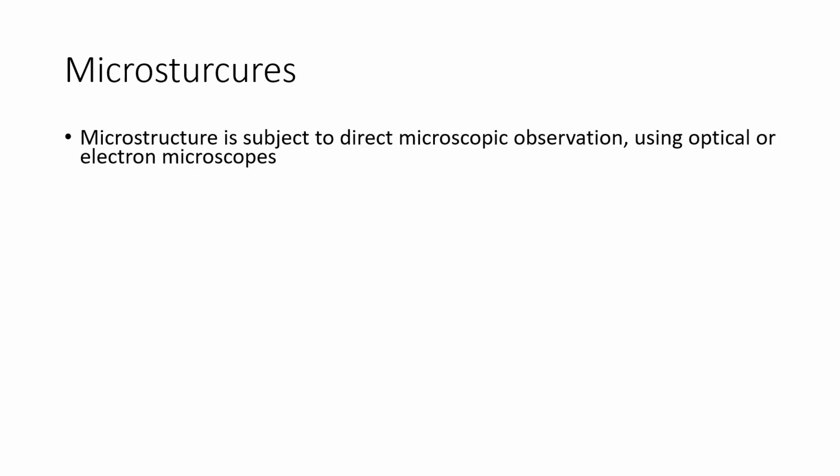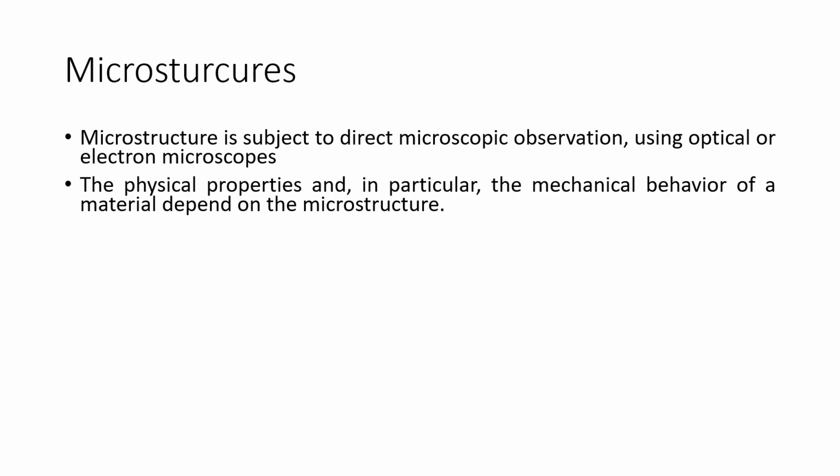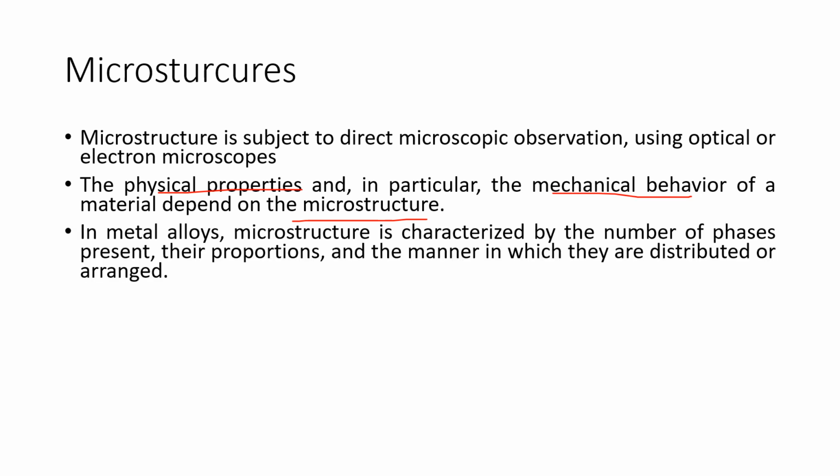Microstructures. We must know about microstructures because when we study phase diagrams, it is important to know the micro level properties of the substances. Microstructure is subject to direct microscopic observation using optical or electron microscopes. The physical properties, and in particular the mechanical behavior, of a material depend on its microstructure.